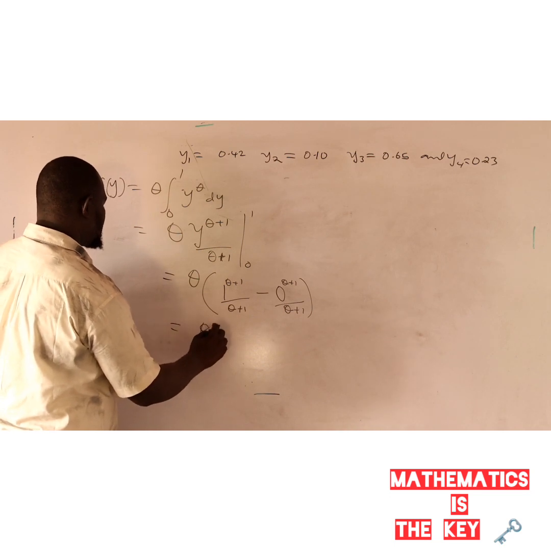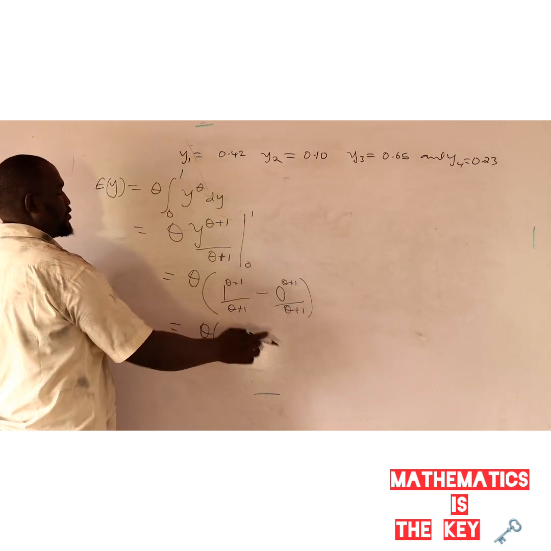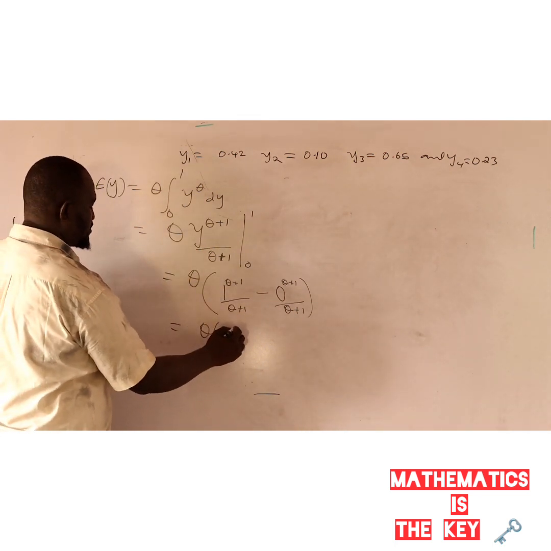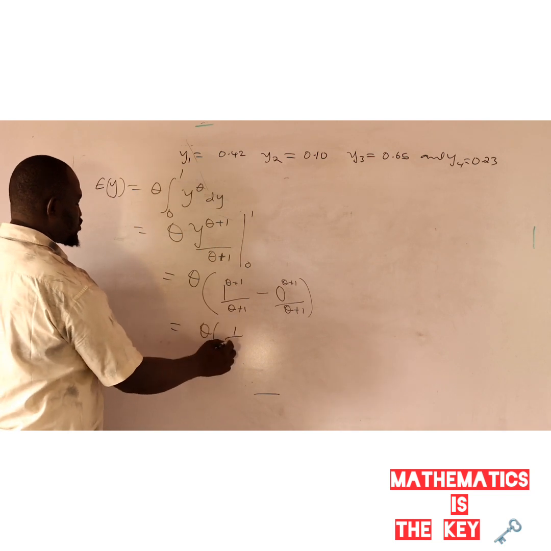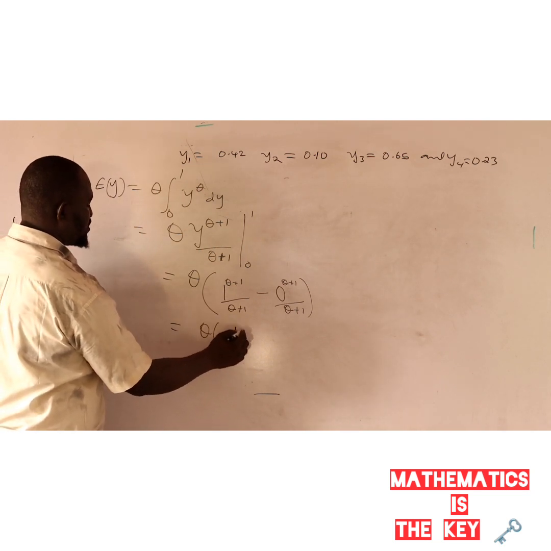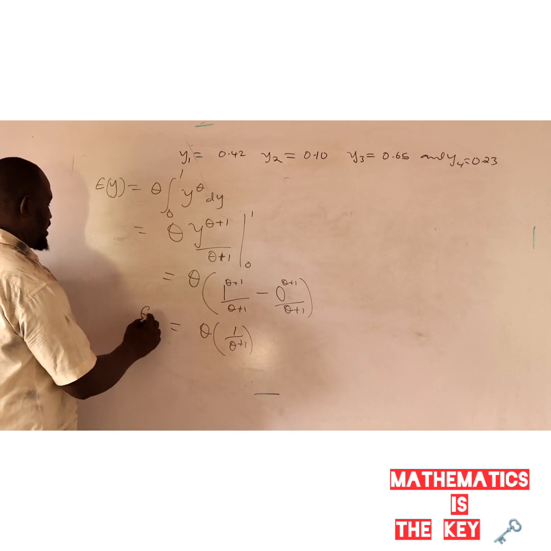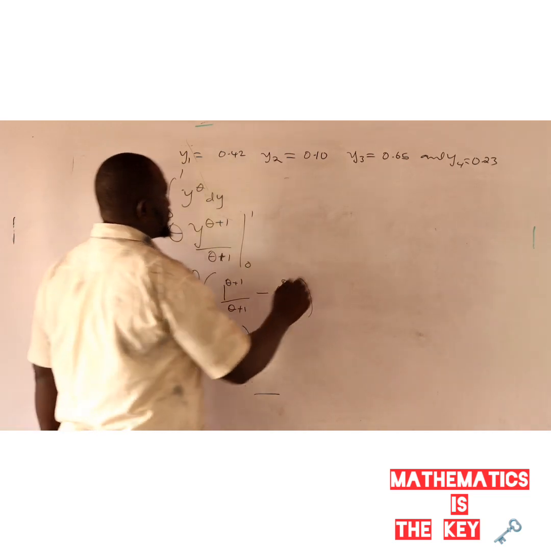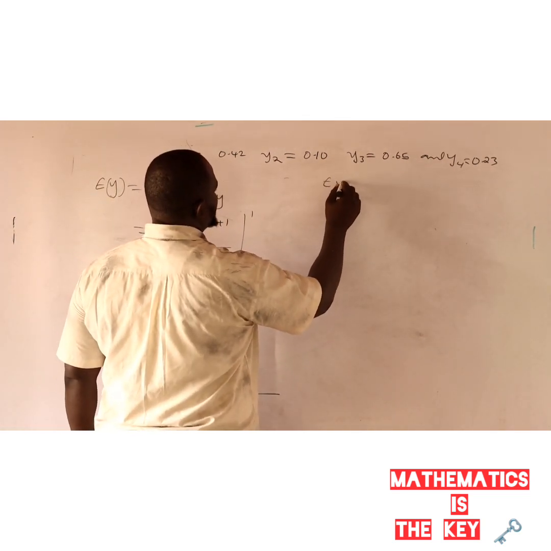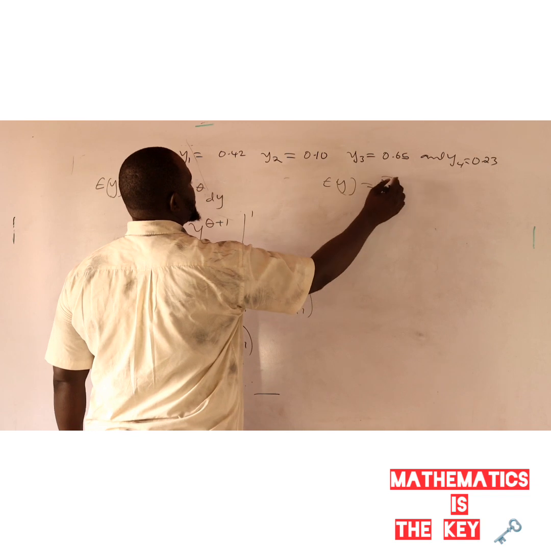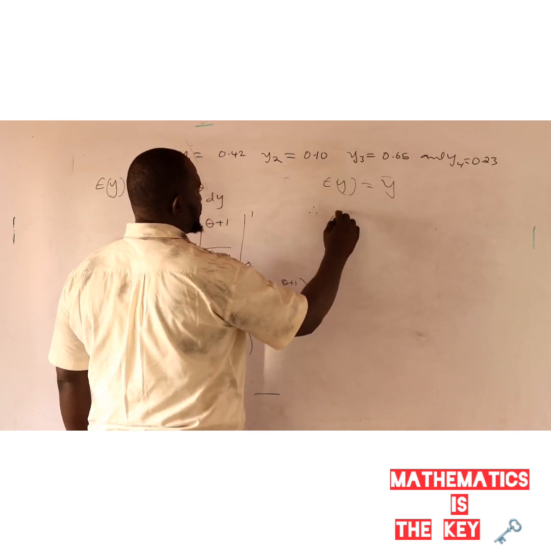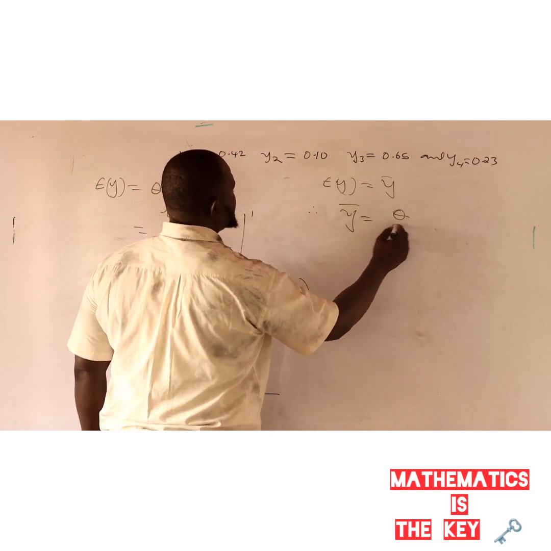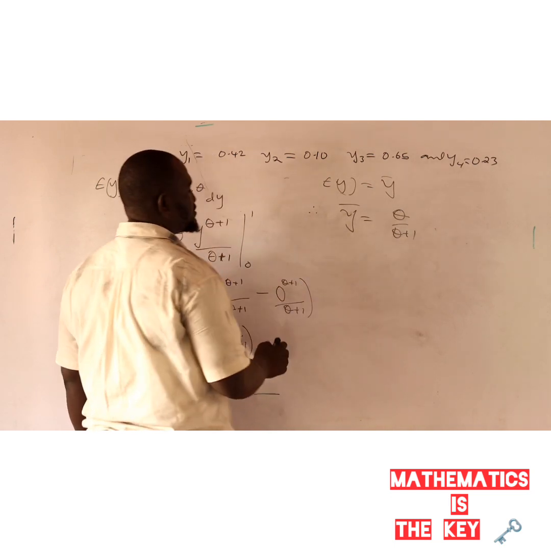So we are going to have theta. This side reduces to 0. Here we have 1 to the power of theta plus 1, which is still 1. 1 to any power is 1. So we have theta all over 1 plus theta as our estimate of y. So recall that the estimate of y is the same thing as y bar. Therefore, we'll have y bar, which is the mean of y, the same thing as theta all over theta plus 1.